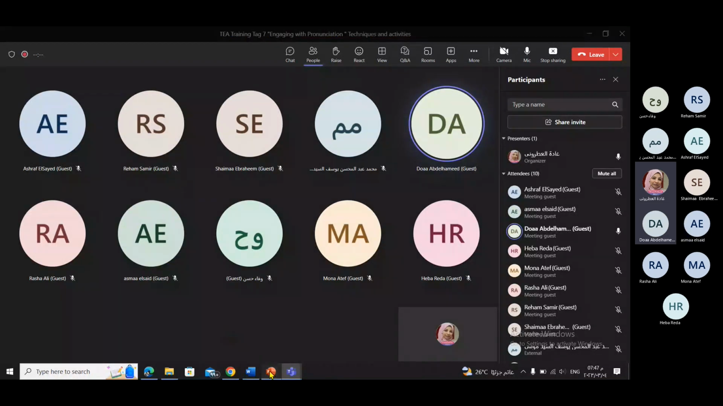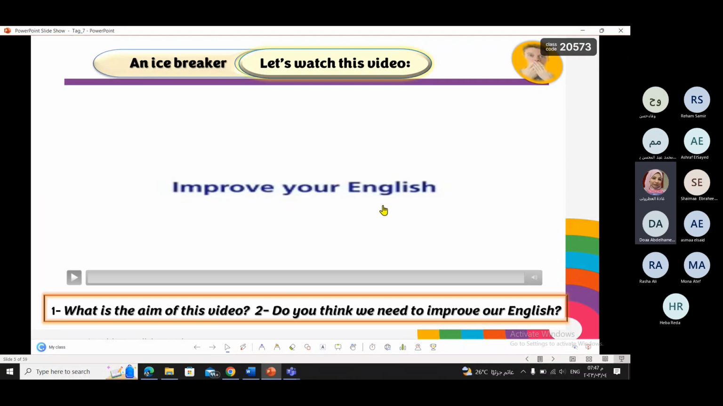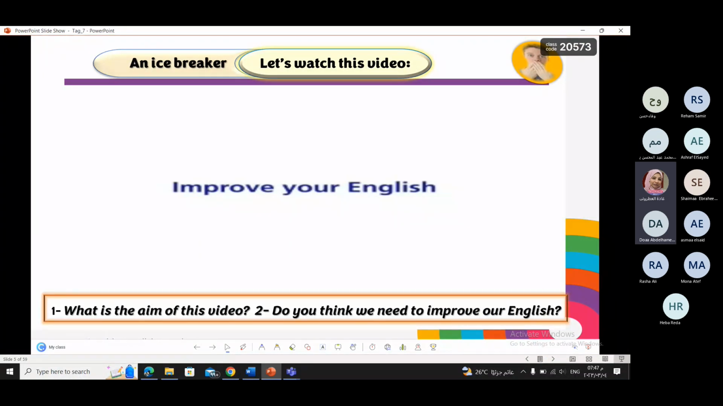I think we should improve our English so we can communicate well with others. Yes, to convey our messages in the correct way. Because if we mispronounce words, we can be misunderstood by others. So we need to improve our English, our pronunciation. We need to pronounce the words in the correct way so we can receive and send the right message to the people that we are speaking to.